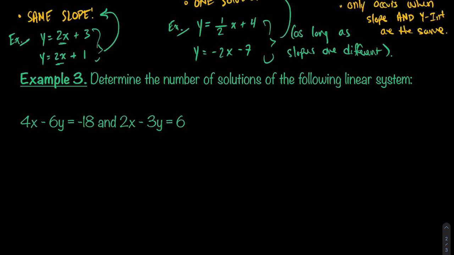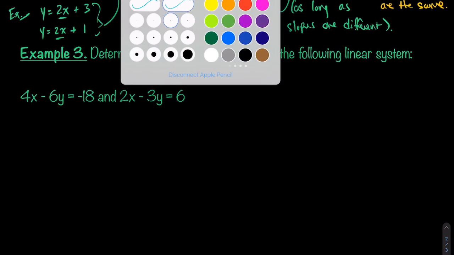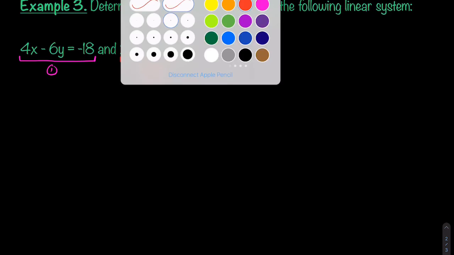So let's label these again. What color system did I use before? I used pink and red. Yeah, let's do pink. Let's call this one equation 1. Let's call this one equation 2. And let's put 1 in slope-intercept form.